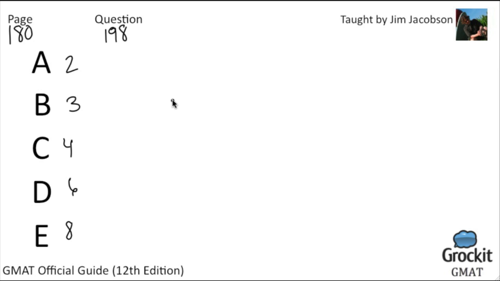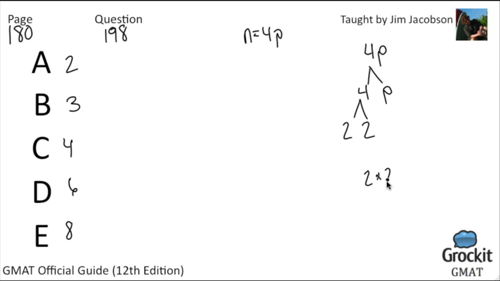Okay, so I guess the place to start here is realizing that we have n equals 4p, and divisors are the same things as factors. So the prime factorization of 4p, we know p is a prime number and we know 4 isn't. So 4p, the prime factorization, ends up being p is a prime number times 4, and 4 itself is 2 times 2. So the prime factorization is 2 times 2 times p. So the factors of 4p are 1, 2, 4, 2p, and 4p.